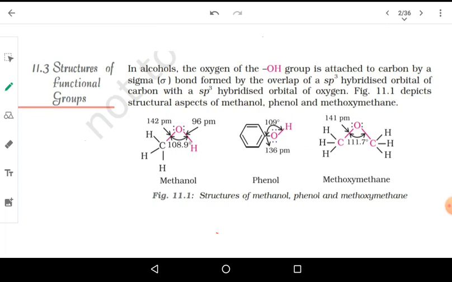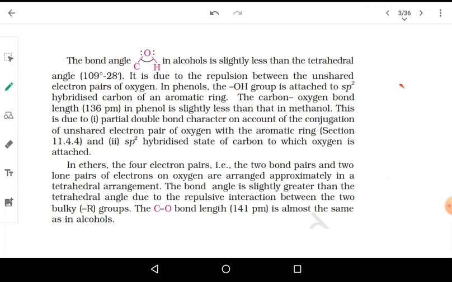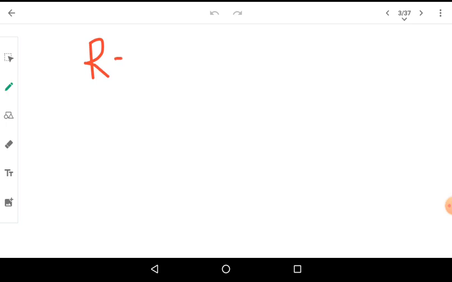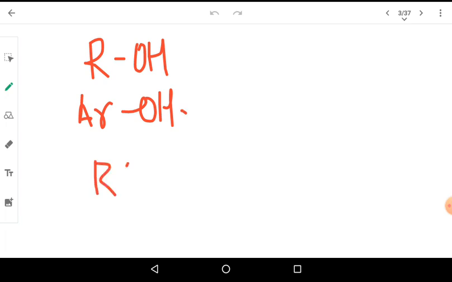groups. So if I take the functional groups, we have ROH, that is alcohol. Second one is AROH, that is phenol. And then we have ROR. So the most important question that we can get related to the functional group is the bond angle comparison. Now the bond angle will be minimum for alcohol.